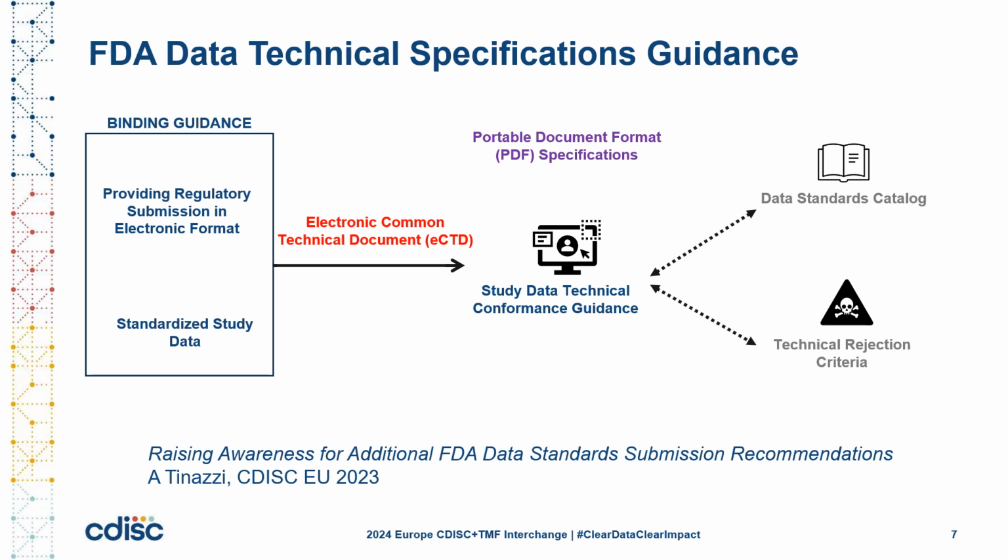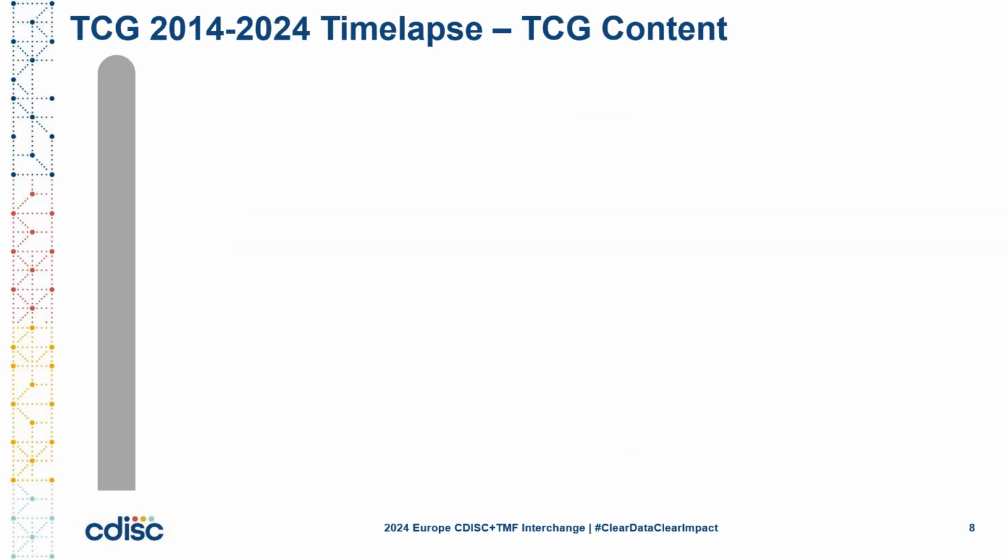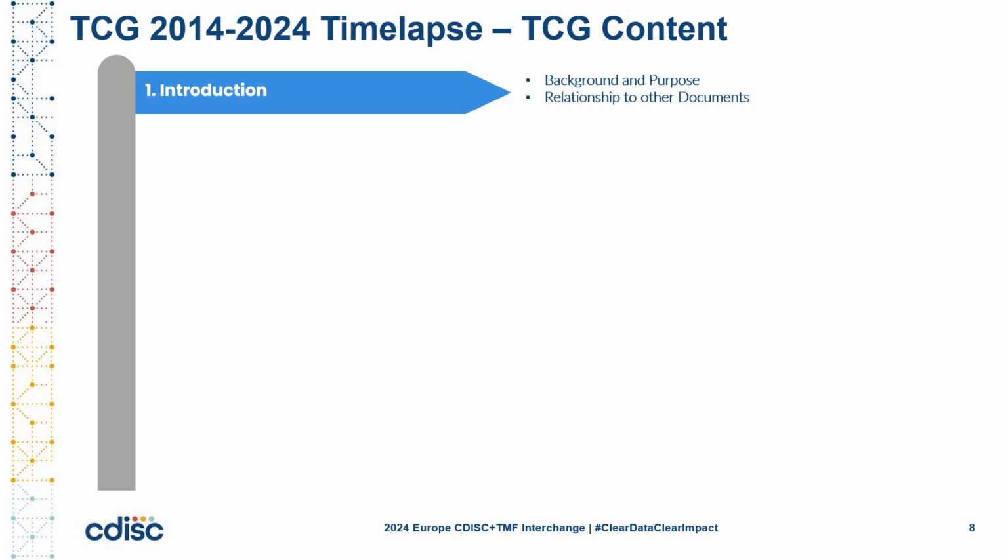But for today's presentation, obviously we will focus only on the technical performance guide, the guide that contains essentially more details. Briefly, we'll cover the technical performance guide. The guidance is organized in 8 sections, starting with the introduction and background, and the relationship and dependency with other documents, such as the document mentioned in the previous slide, such as the data standard catalog.